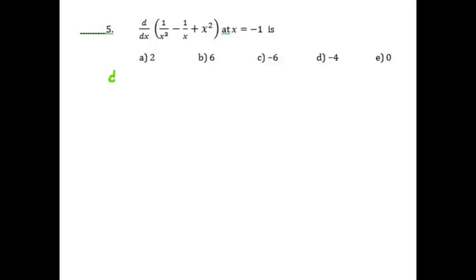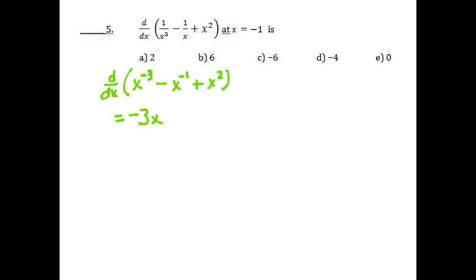But I'm going to start out by rewriting 1 over x cubed. I'm going to change that to x to the negative 3, minus 1 over x is going to be rewritten as x to the negative 1, plus x squared. So that's our rewrite, and now we're ready to find the derivative. So we're going to take the derivative of this function just using the power rule.